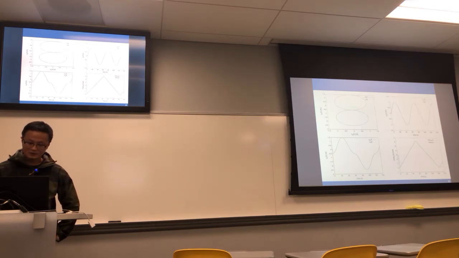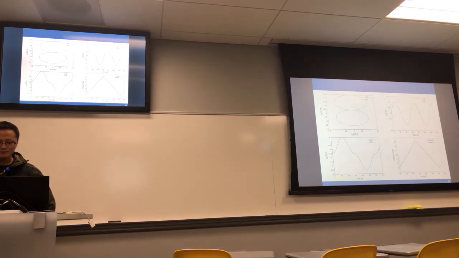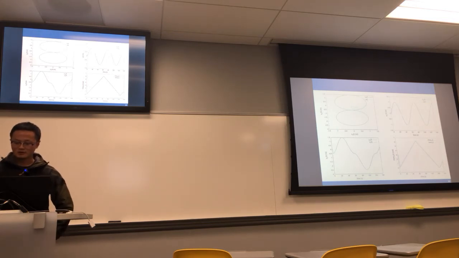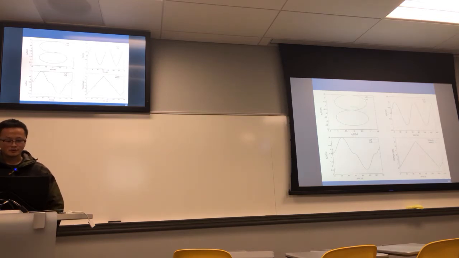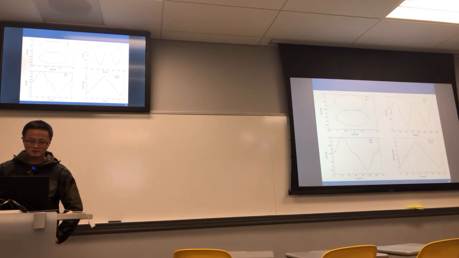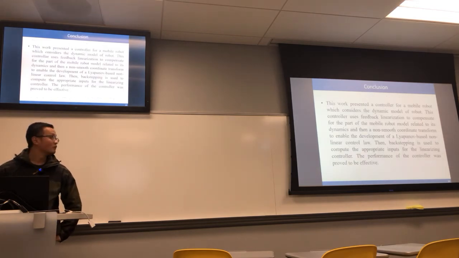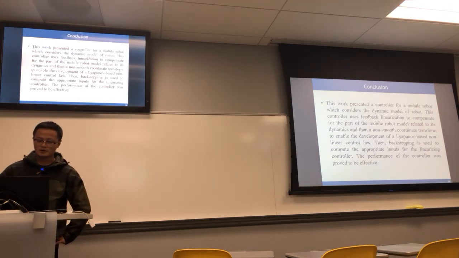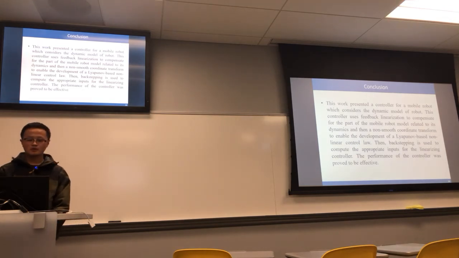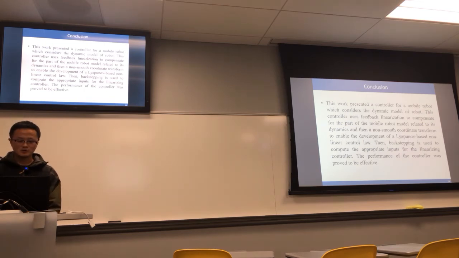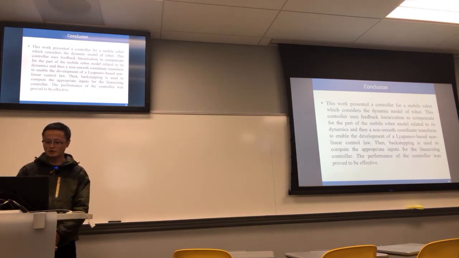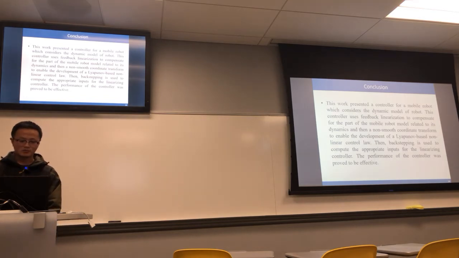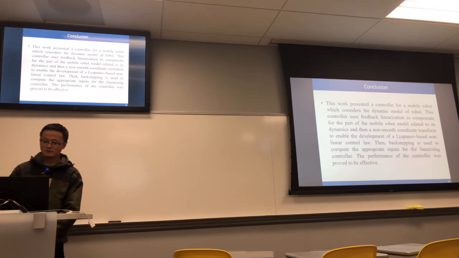This picture also shows that the backstepping controller can make the robot converge to the trajectory. So finally, this work presented a controller for a mobile robot, which considers the dynamic model of the robot. And finally, the performance of the controller was proved to be effective.